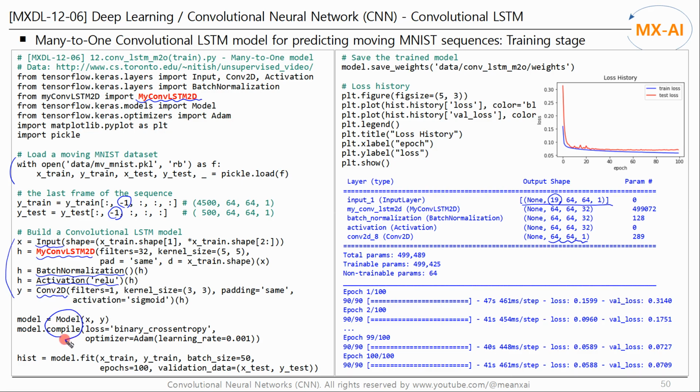Create and compile this model. As mentioned in the previous page, we use the binary cross-entropy loss. Fit this model to the training data. The batch size is set to 50, and the number of iterations is set to 100. Once training is complete, we save the weights of this model so that they can be used in our prediction model. Let's check the loss history. During training, the training error and the test error are reduced like this. The final output of this model has the same dimensions as ytrain, 64 by 64 by 1.